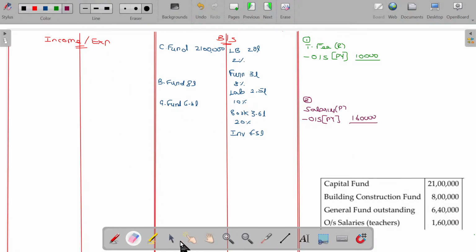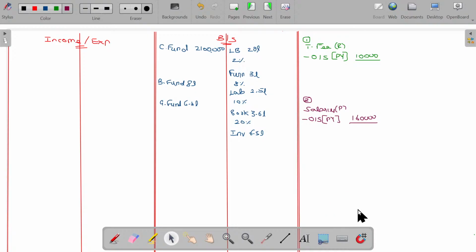I'm not sure about the general fund here, so I just put it on the liability side as it is. If there is any adjustment, I can incorporate it later on.